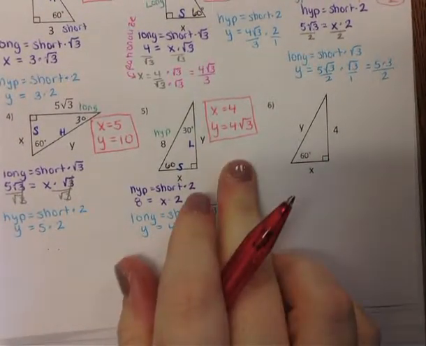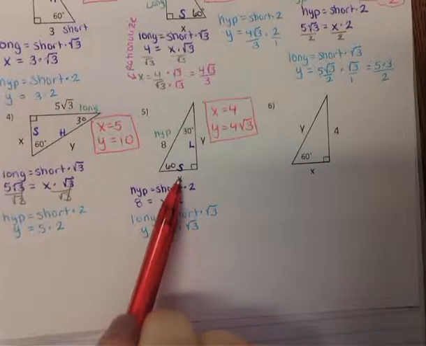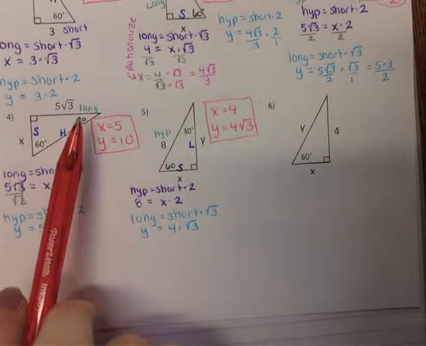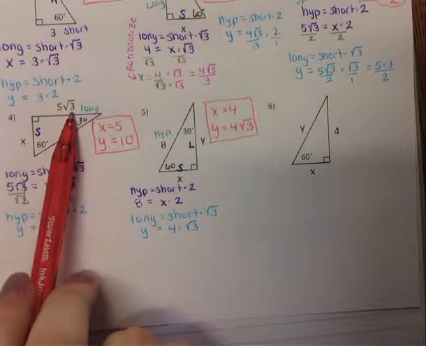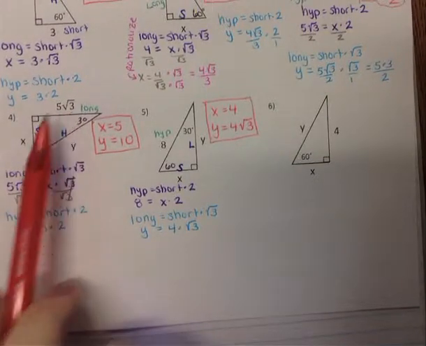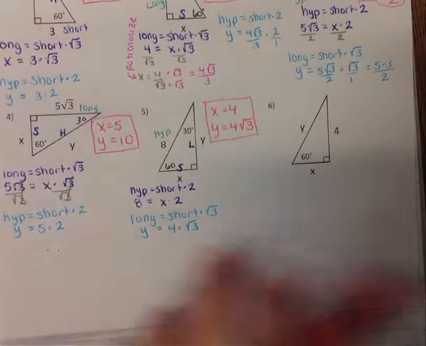So again, this one was also nice. If you have your hypotenuse, you can easily find your short leg by dividing by 2. It's when you're given your long leg that does not have the square root of 3 in it, where it'll be a little more complicated.